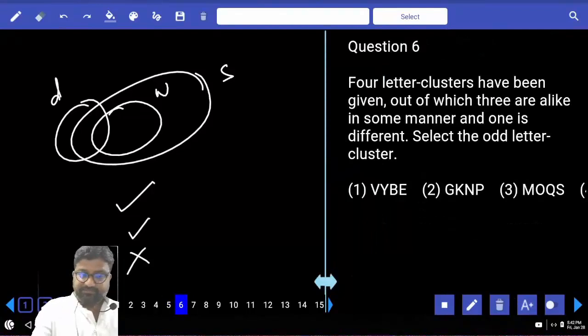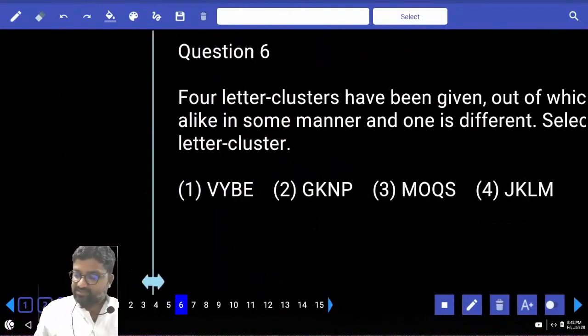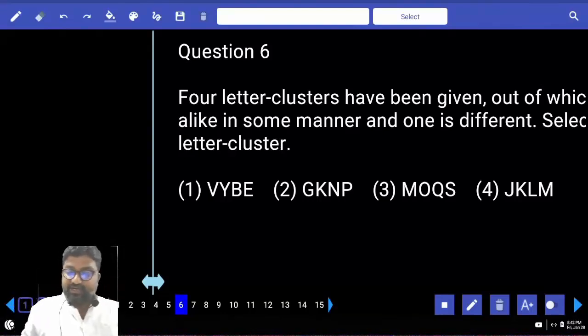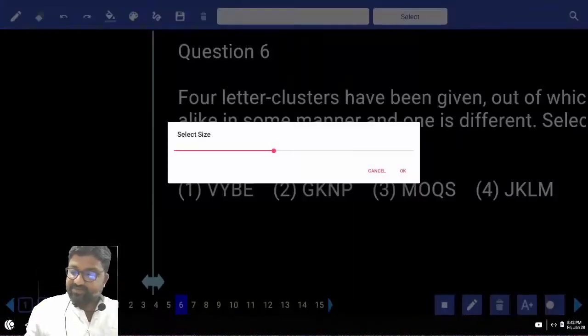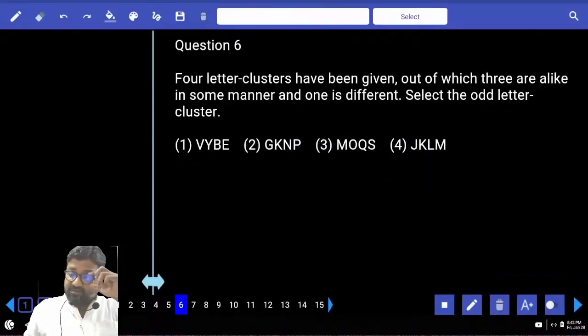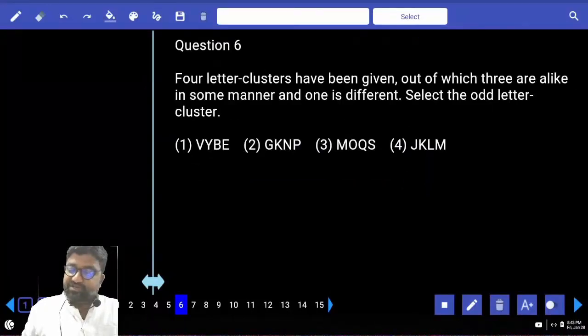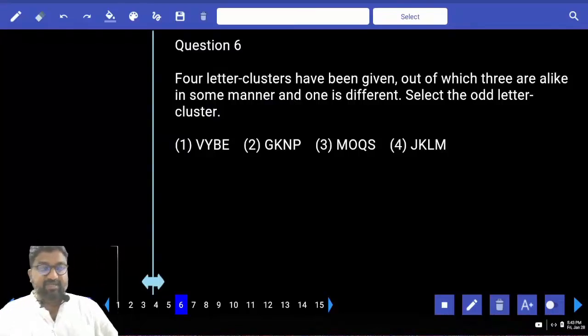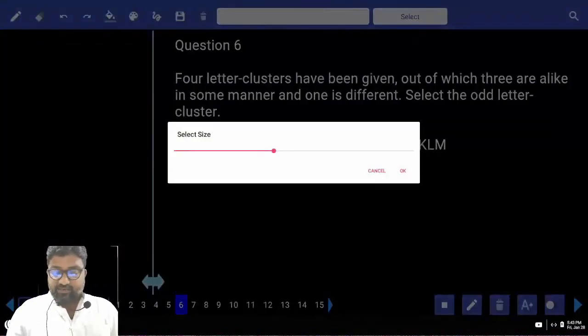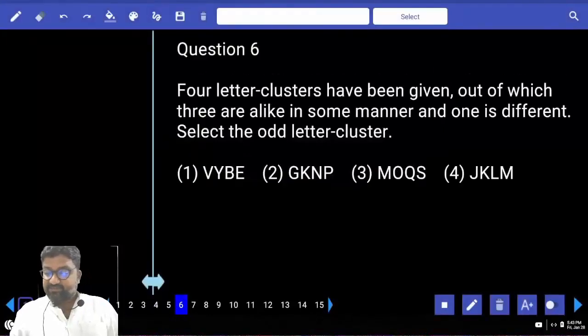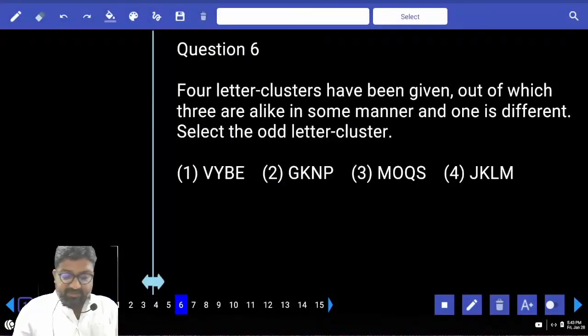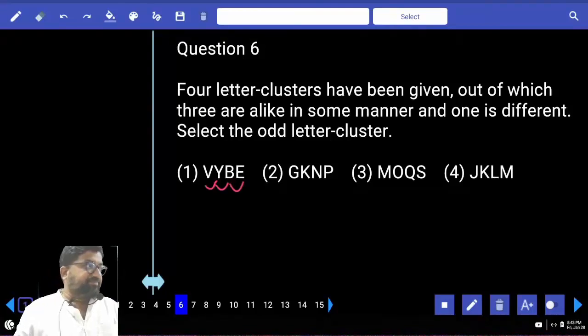6th. This is a good question. Let us try to solve this question here. 4 letter clusters have been given, out of which 3 are alike in some manner and 1 is different. Select the odd one from the cluster. What I'll try to do here is get the difference between the letters. What is the difference between V and Y, YB, BE?